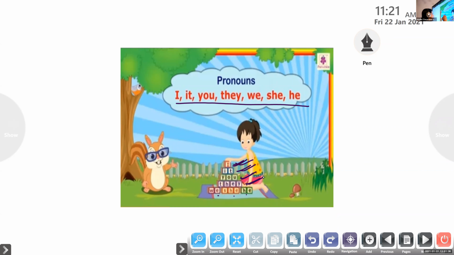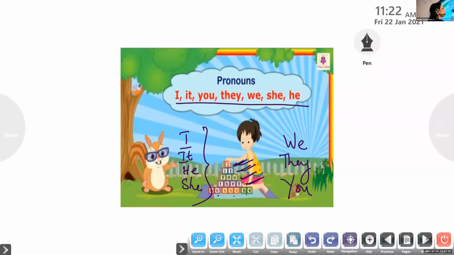Otherwise, we'll move on to I, it, he, she. These are the singular pronouns, and then we'll move on to the plural pronouns, that is we, they, you. Anyway, whichever is simpler for you. But see that you learn these 7 pronouns by heart. I, it, he, she are the singular pronouns, and the plural pronouns are we, they, you.